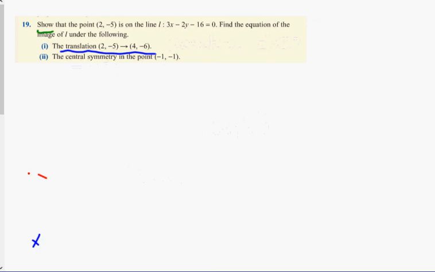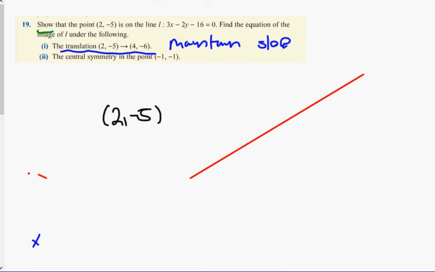Now, in this question we have on the board, we have a central symmetry in the point -1, -1. So what happens is we have the point 2, -5. Okay? 2, -5 is located on a slope. Did I say 3 over 2 it was earlier? So it's located on a positive slope and it's located here. Okay, this was a rough diagram. 2, -5. To the left and above is -1, -1.